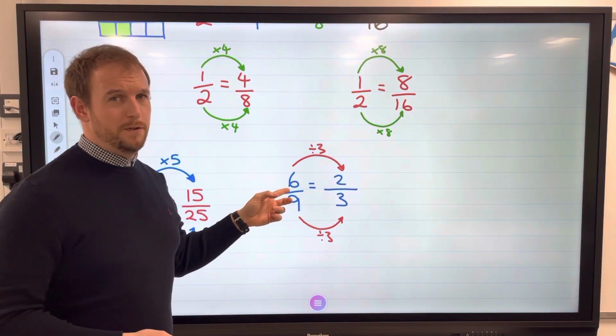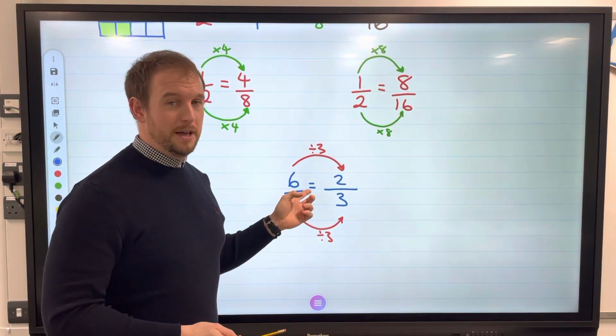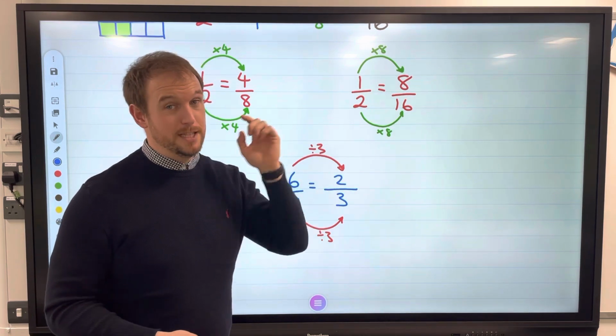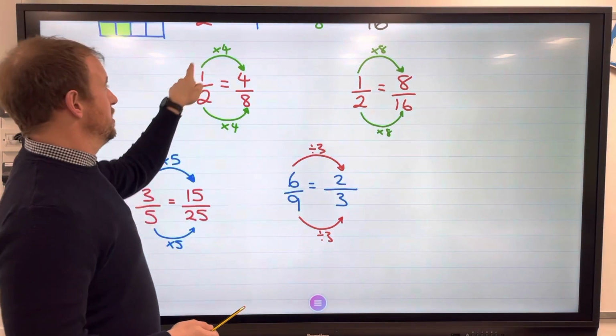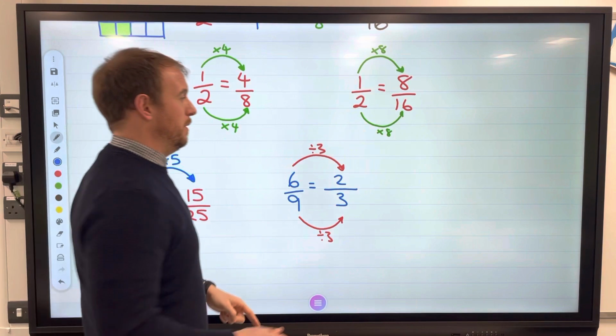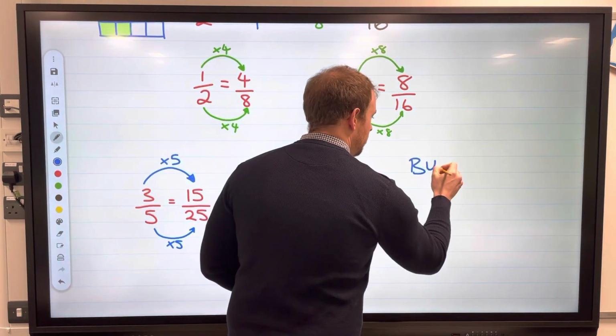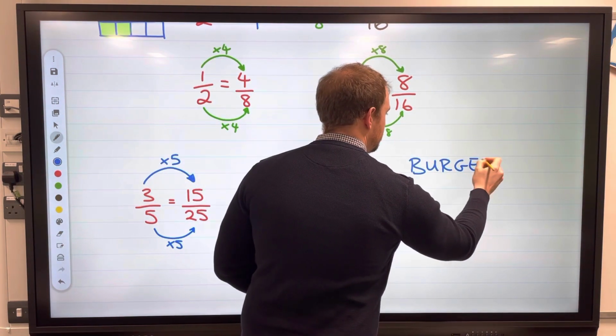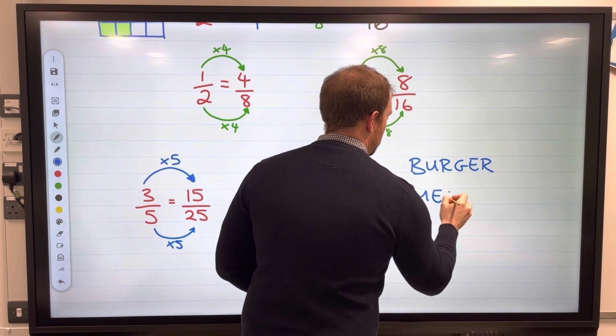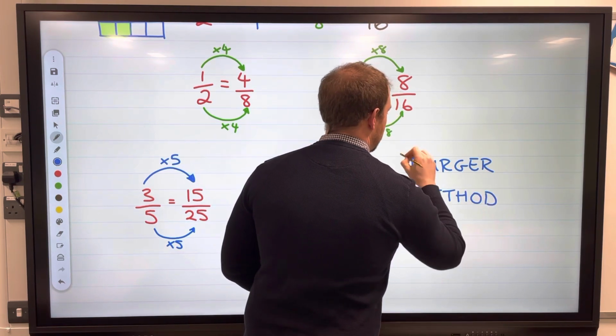Now these here, I've used pizzas. Now I'm going to use a different food to show the method for these. I refer to this as the burger method. You can see with the bun on the top and the bun on the bottom, so a little way to help you remember the burger method.